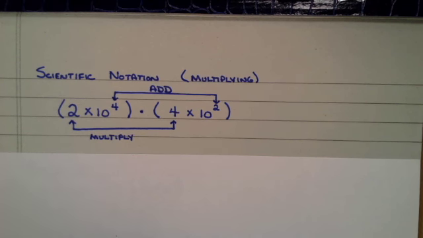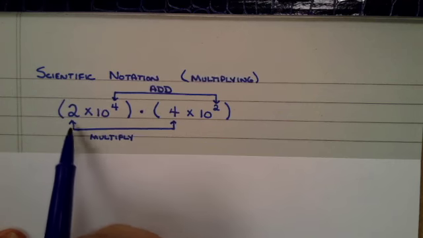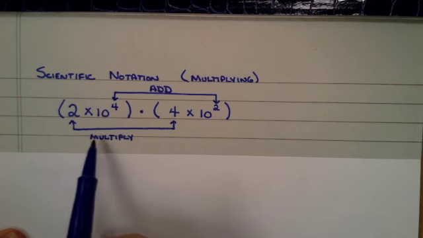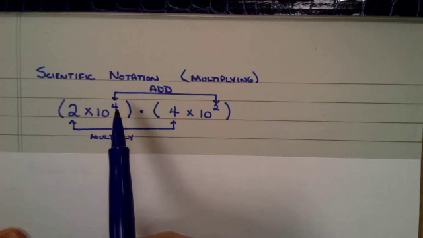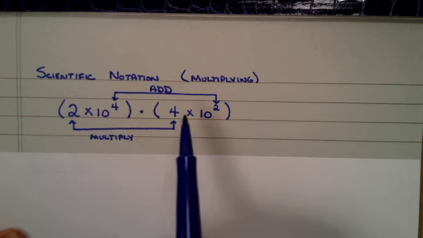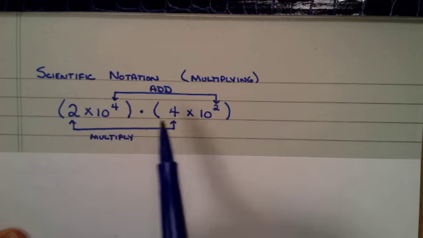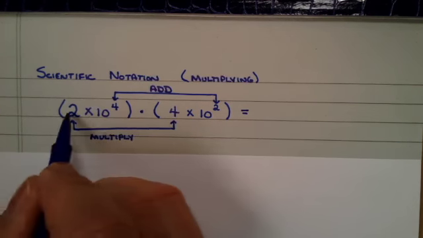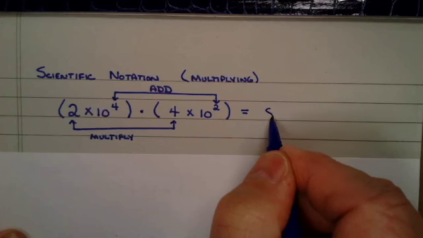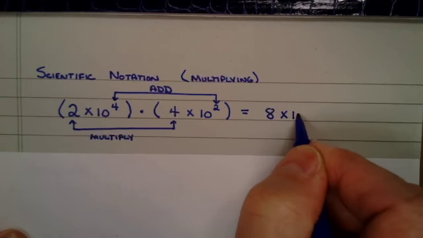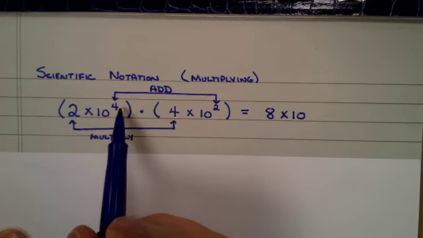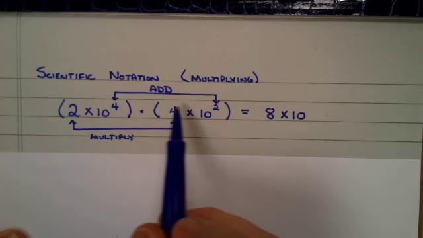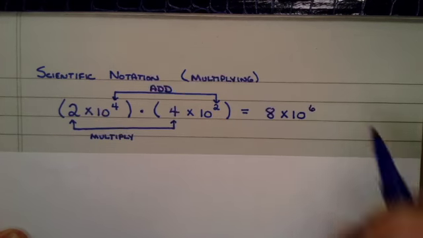We're going to go over how to multiply numbers that are written in scientific notation. It's really simple. The coefficients need to be multiplied together, and your rule is when you multiply, what do you do with your exponents? You add. So I'm going to start off by multiplying these two numbers together. 2 times 4 is 8 times 10, and the new exponent, 4 plus 2 is 6.